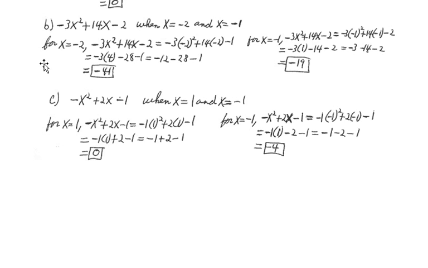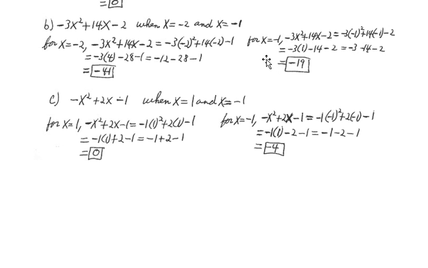So this becomes minus 3 times minus 2 squared plus 14 times minus 2 minus 1, which equals minus 3 times 4 and minus 28 minus 1, which becomes minus 12 minus 28 minus 1, which becomes minus 41.